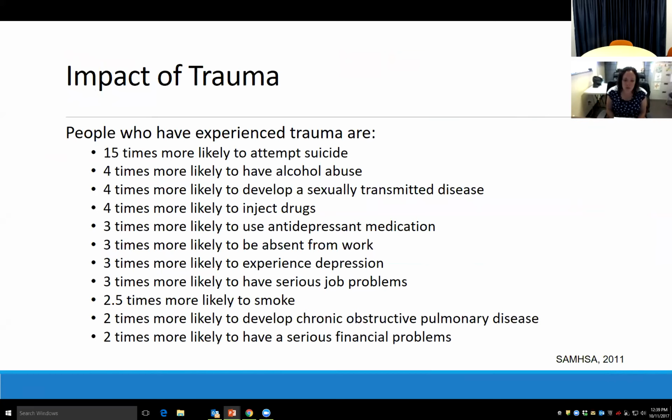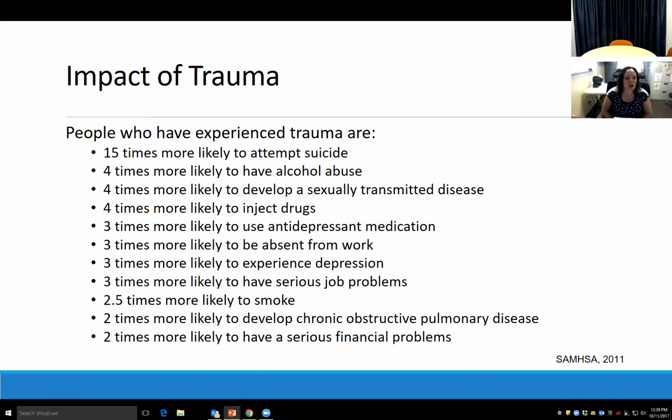So just a couple more stats, but I really want to highlight not just the impact of trauma in the immediate, but these are more thinking of adults and long-term consequences. And I apologize, these are depressing stats. I promise by the end of the presentation we'll take a more positive spin.